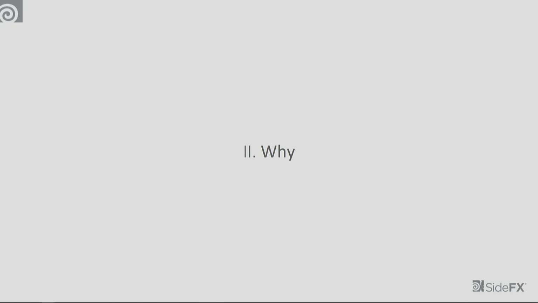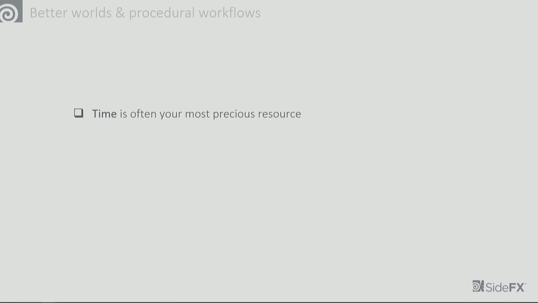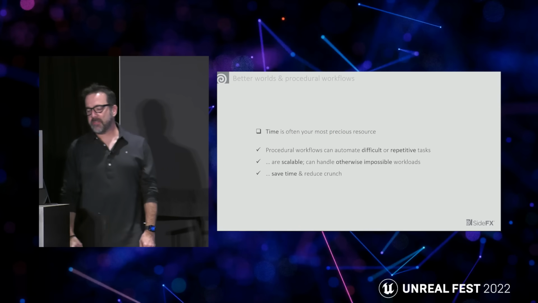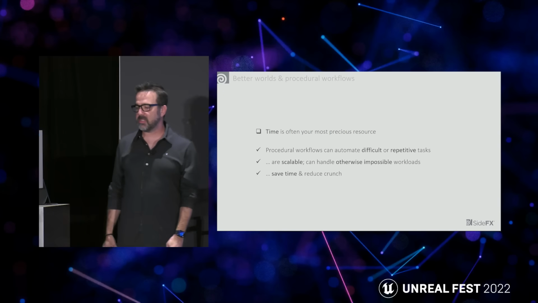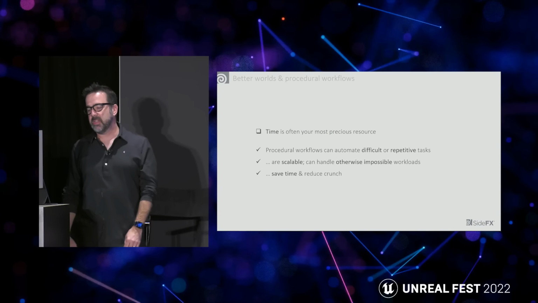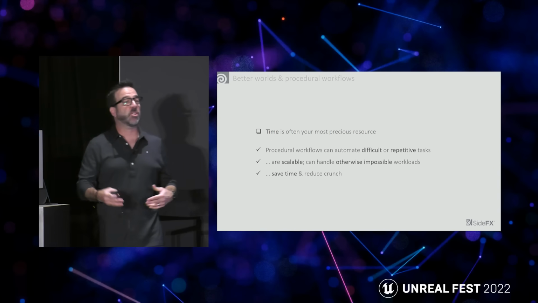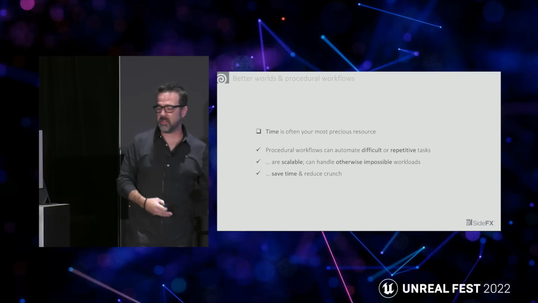So how do we do that? And why should we use procedural workflows or automation to build these worlds, and why can they help? In the next few slides, I'm going to present a premise and some arguments about this. We'll start with time, which is often your most precious resource. Time is often spent on difficult, repetitive tasks, such as UVing, baking, optimizing, placing repeatable objects, checking to see if things are correct, validating your geometry or your assets that are going into the game.